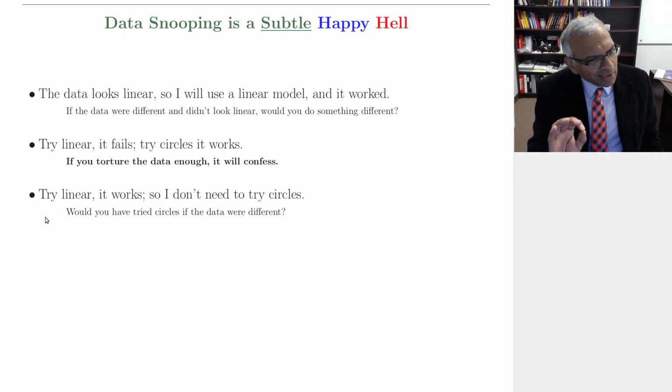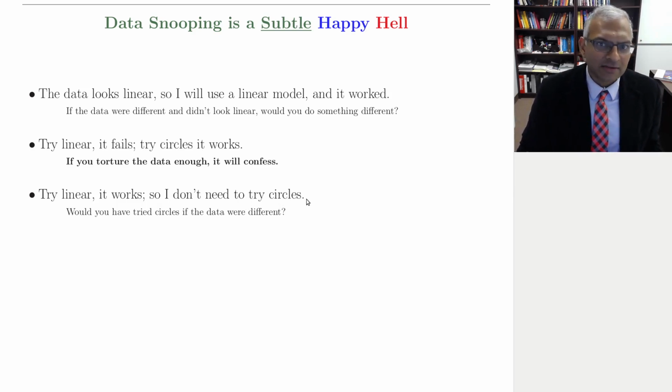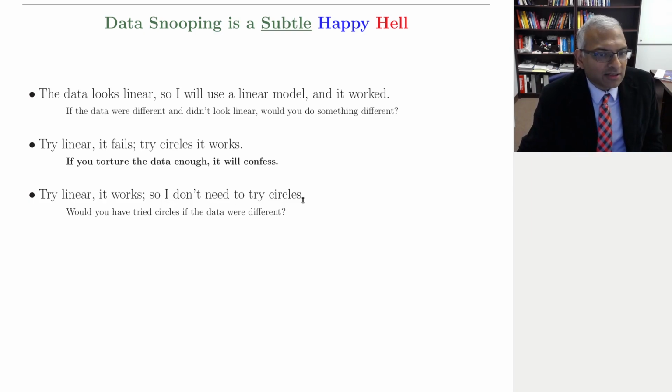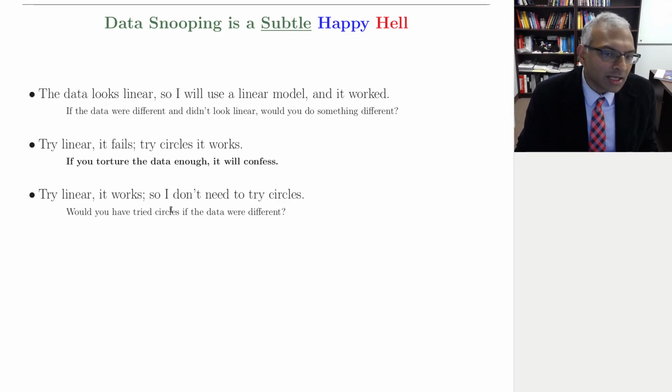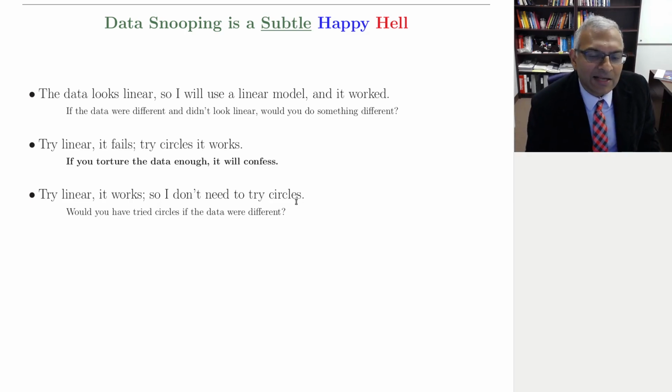In a more subtle way, try linear. It works. So I don't need to try circles. That's more subtle. The point here is, so I don't need to try circles, because you're thinking in the back of your mind, if it didn't work, I would have tried circles. So it's very subtle here, but you need to realize that, so I don't need to try circles is a choice. Would you have tried circles if the data was different? Yes. So it is a choice that you made.